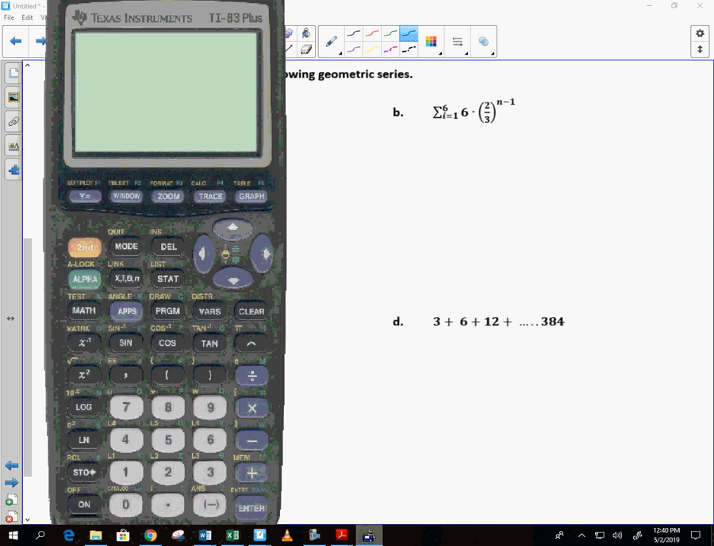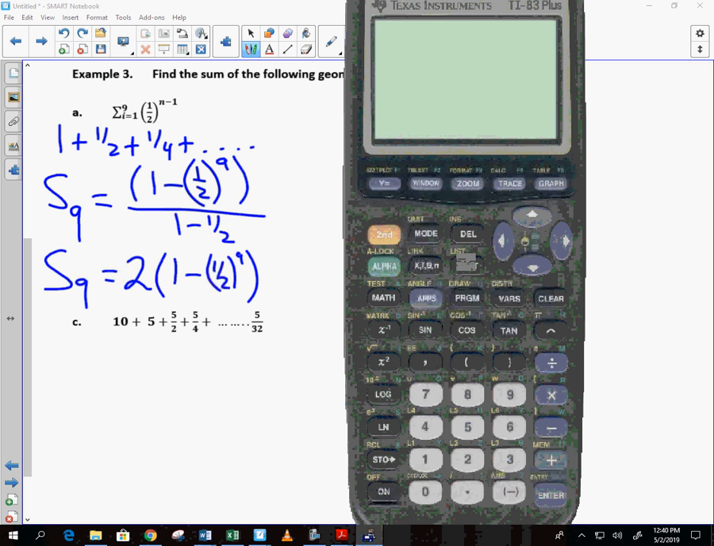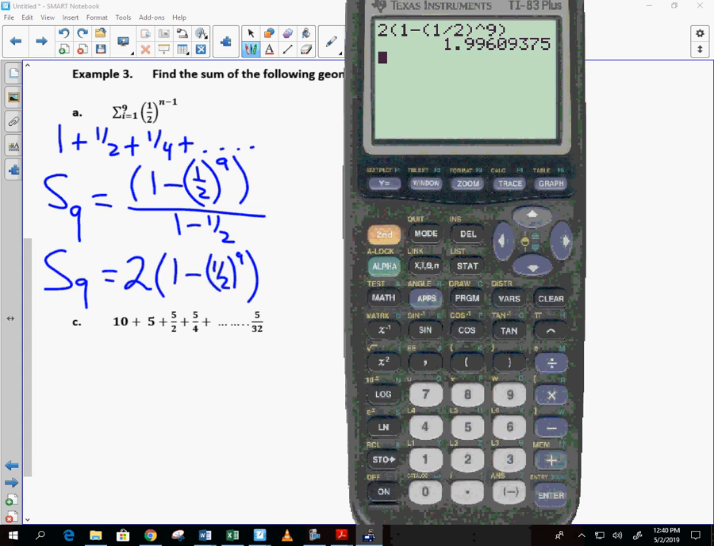I'm going to plug that in my calculator and turn it on. I go 2 parentheses 1 minus 1/2 raised to the 9th power. And I get that thing. You want it as a fraction? Math, convert to fraction. 511 over 256.